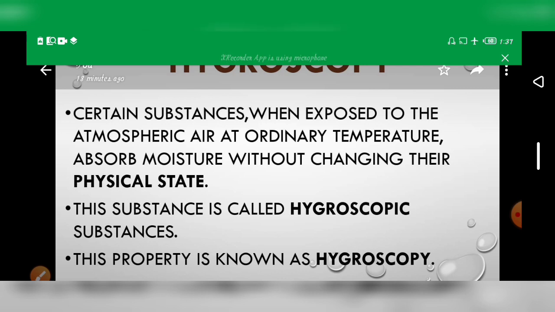You take a sugar solution, add water, what happens to the state? That solid substance is converted into liquid state. But here the substance does not undergo any physical change. These substances are called hygroscopic substances. The property is known as hygroscopy.